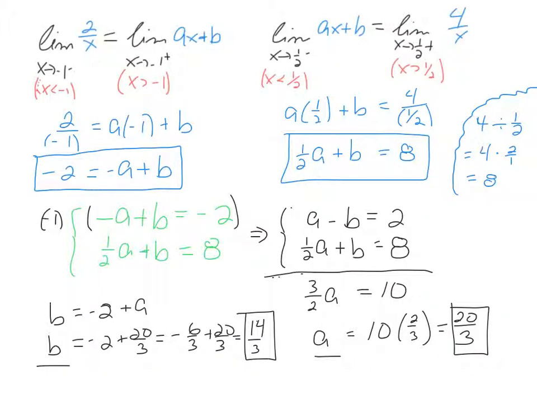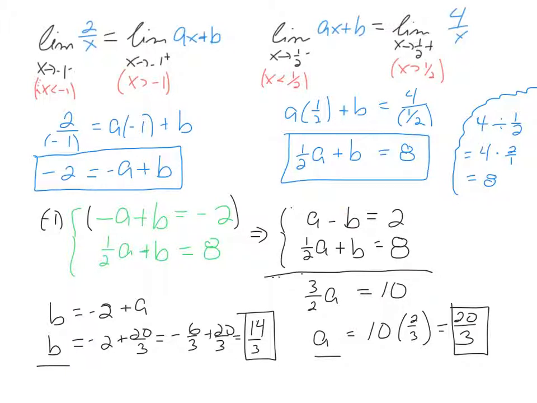I'm cleaning this up a little bit. This is where we left off, and then I set up these 2 equations. I took the -2 and moved it over to the right, so I have -a plus b equals -2, and then I have 1/2 a plus b equals 8. Now I'm going to multiply the top equation by -1, and when I do that, this a will become a positive a. I'll have a minus b equals 2.